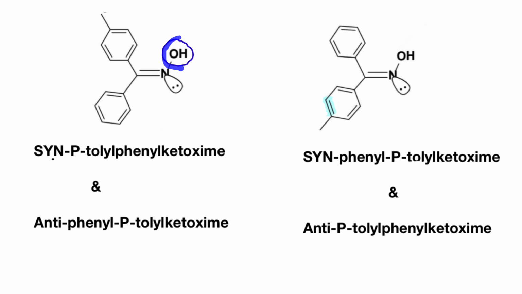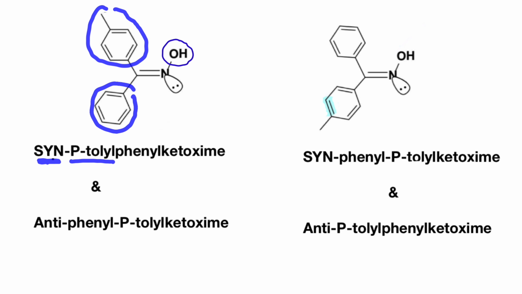In this orientation, para-toluene and the OH group are on the same side. Therefore, if you are starting the name with syn, which group is on the same side? Para-toluene is on the same side. Therefore, para-toluene, after that another group, that is phenyl, and finally you have to add ketoxime.